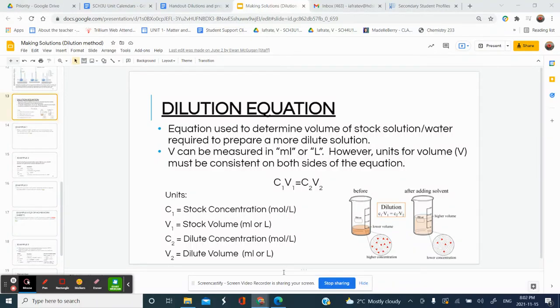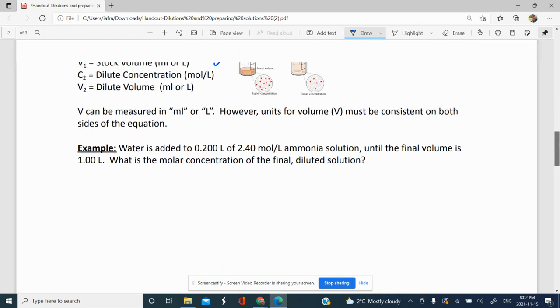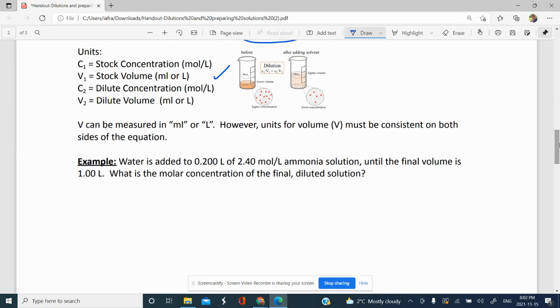In this video, we're going to do some practice problems relating to the dilution equation. So let's go to our handout and try some out. Let's start with example 1.